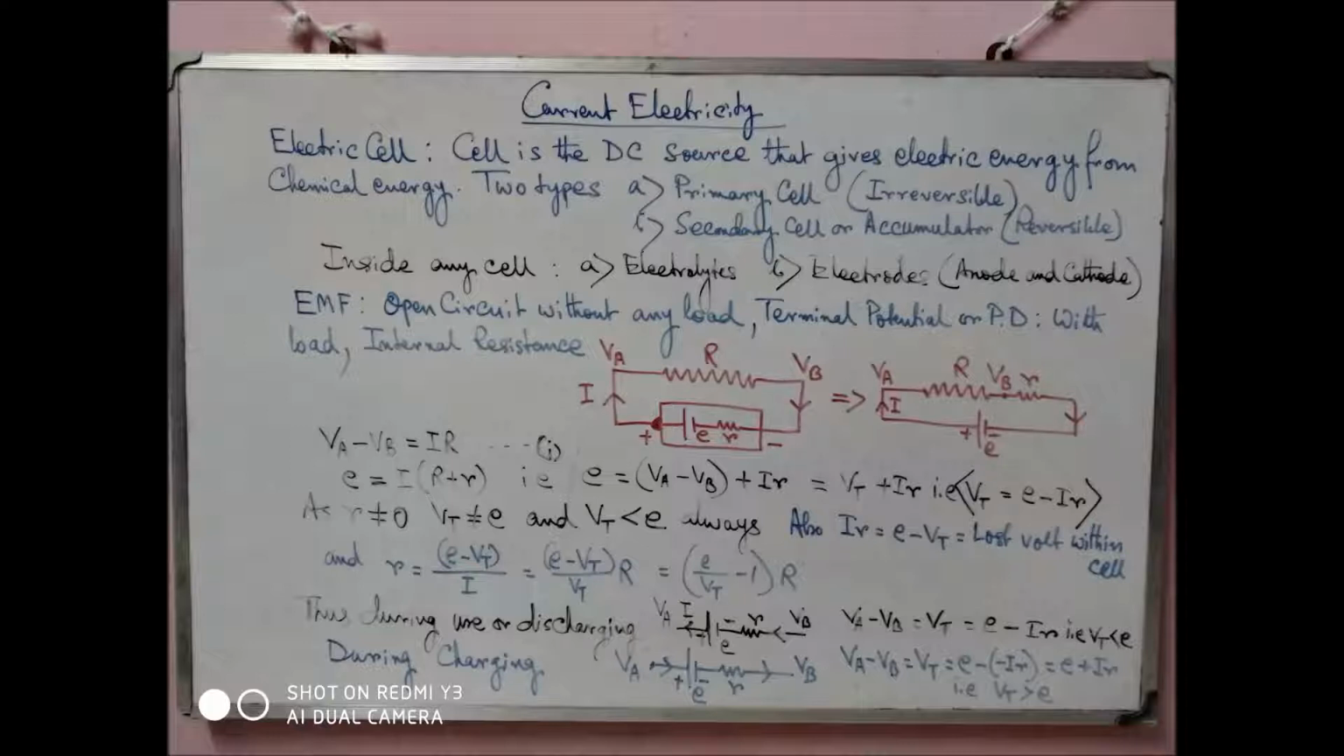Now, in case of a secondary cell, there is an advantage. Advantage means we can recharge the cell. Whenever we are recharging the cell, again chemical energy is regained. And how are we recharging? We are recharging by some external source. The source is not the cell itself. There is another source which is charging the cell, correct?